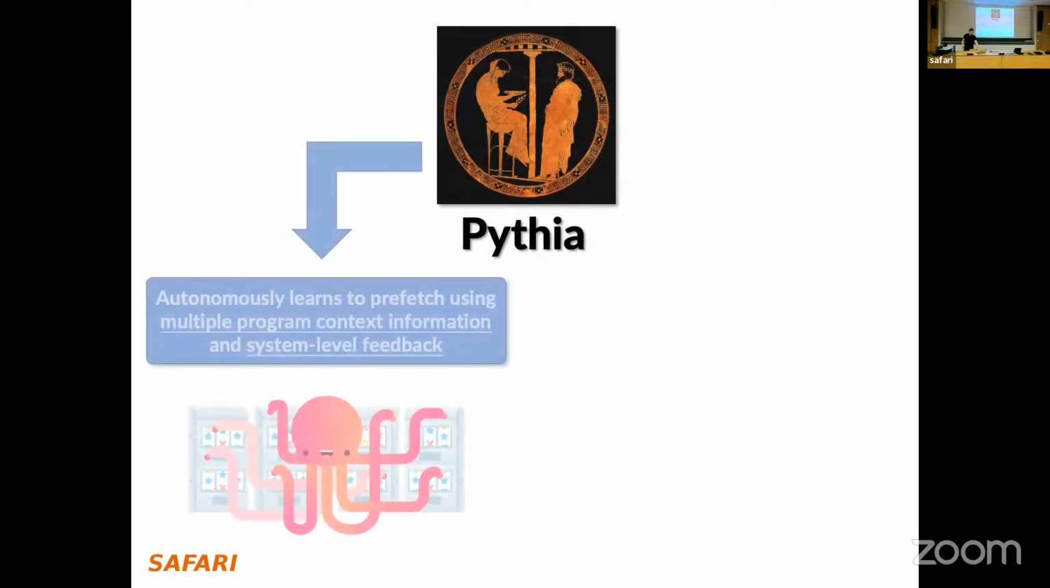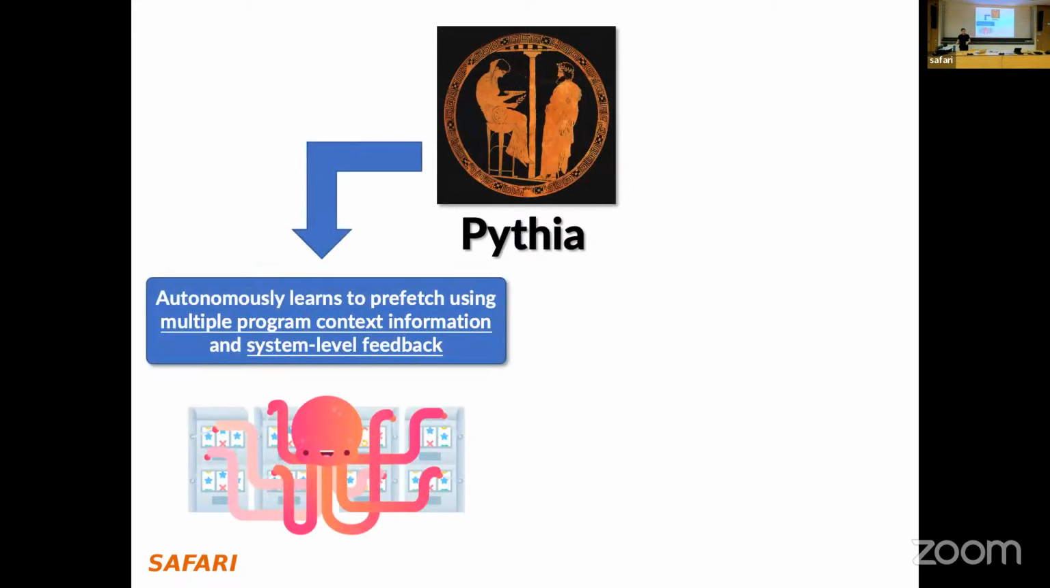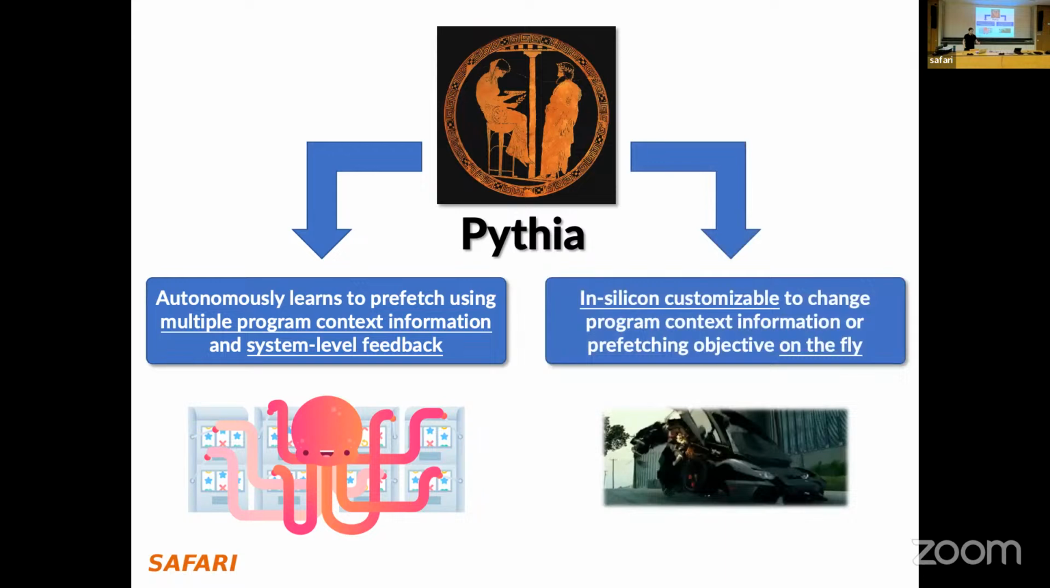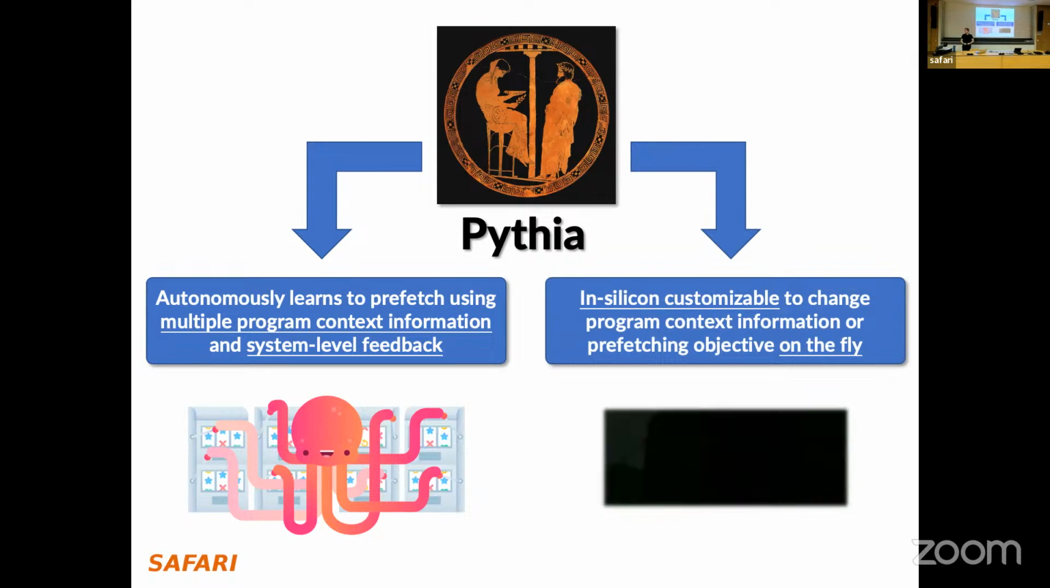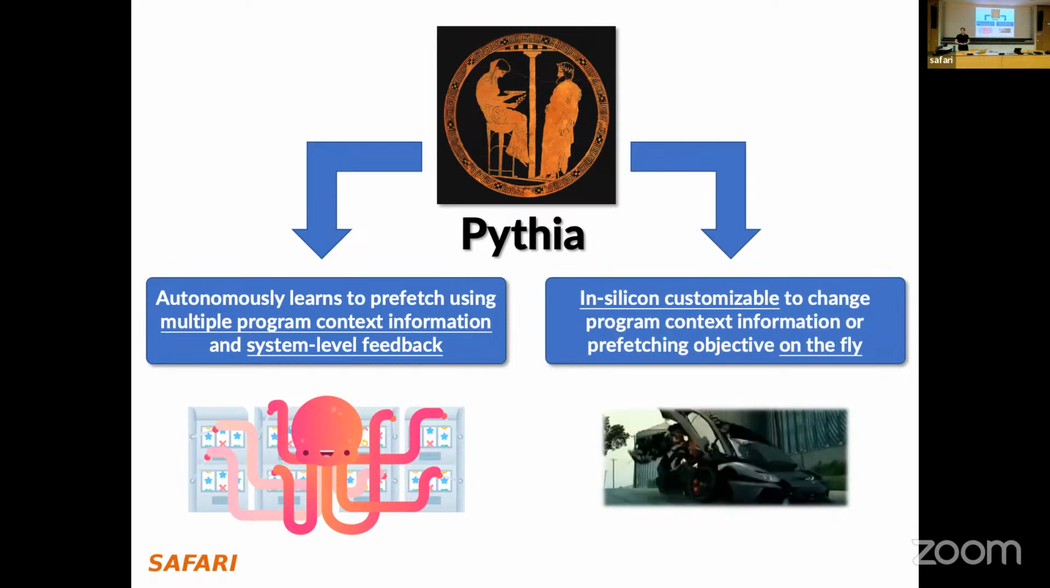How does Pythia change that? Pythia uses reinforcement learning to learn prefetching patterns based on multiple program context information. So instead of the previously one program context information, it now has multiple, and it uses system level feedback. And it's in-silicon customizability. So if I know what workload Pythia will be working on, I can change how it behaves. That's obviously something good, especially for an expert audience maybe, who knows how to use this very well.